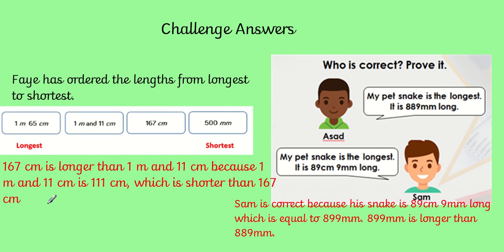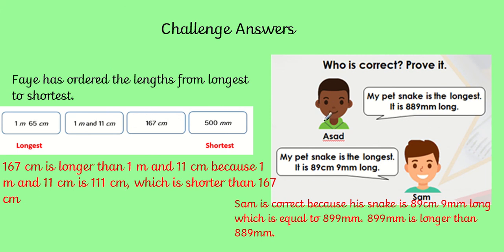And here are our challenge answers, okay? So where has Faye made a mistake then? Well, 167 centimetres is longer than 1 metre and 11 centimetres, because 1 metre and 11 centimetres, we can write that as 111 centimetres, and that is shorter than 167 centimetres. So she made a little mistake with these two.